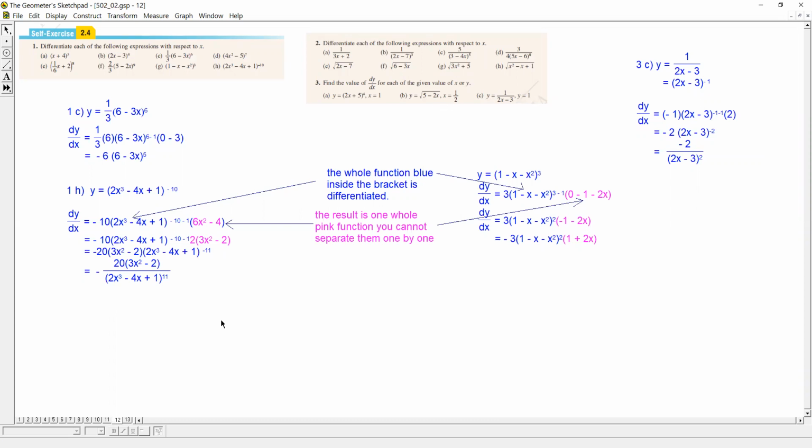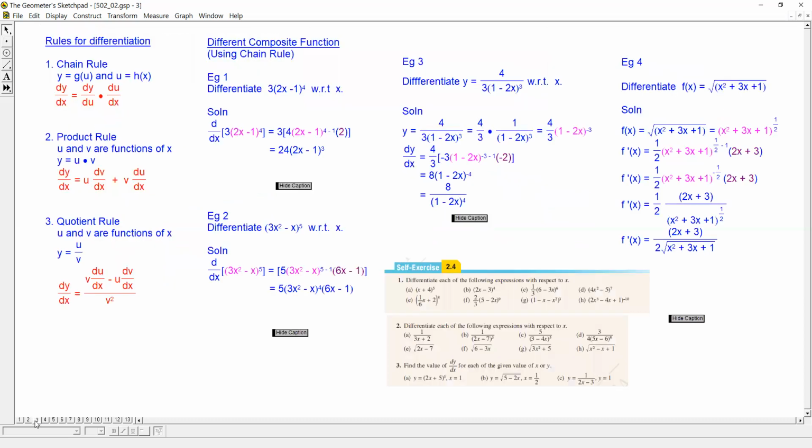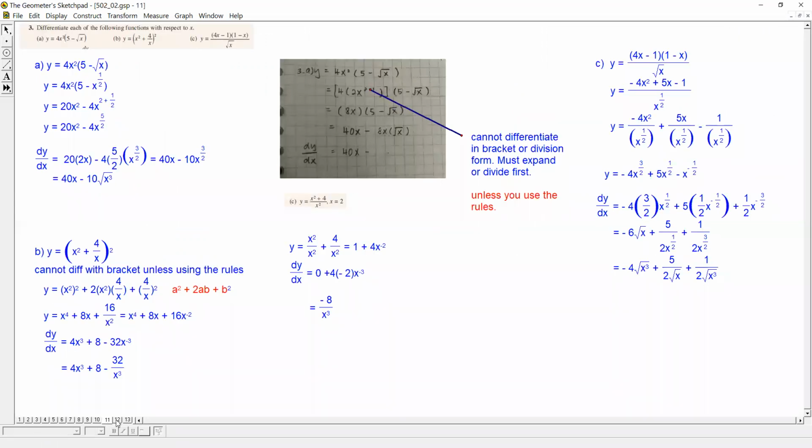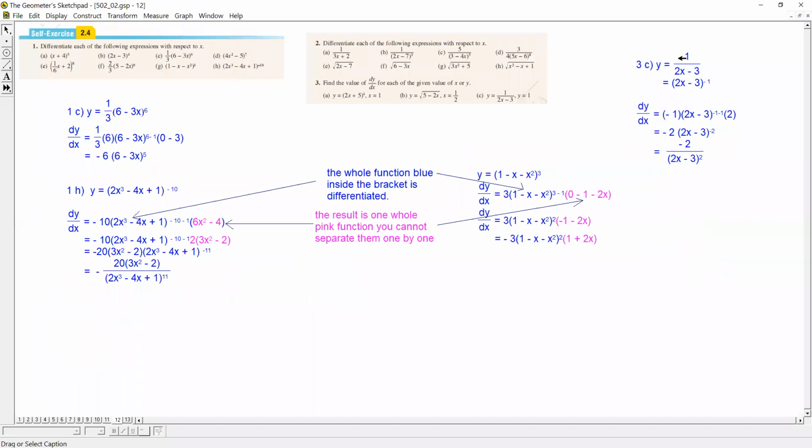Splitting up is only valid when you have only one term at the bottom. One term at the bottom, then you split up like this. However, if you have two terms like this, x and 1, then you cannot split them up and say something over x and something over 1. Okay, so come back to our problem here. This function 1 over 2x minus 3, you cannot split up.